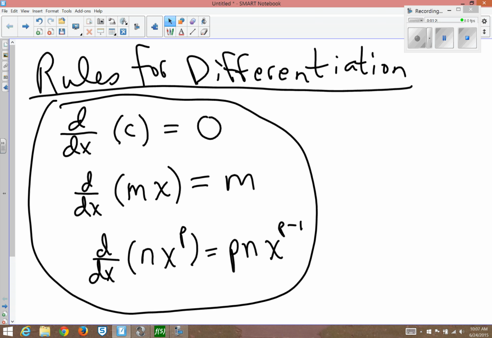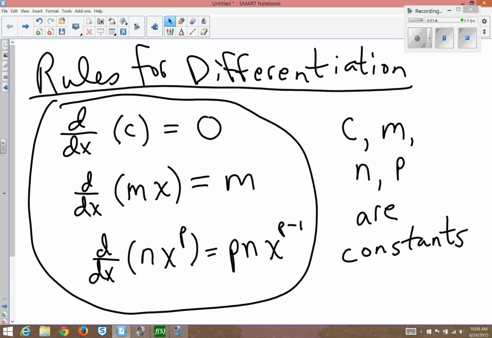In these rules, the c, the m, the n, the p all represent any constants. x is a variable. And we say the derivative of whatever with respect to x. This is the notation.